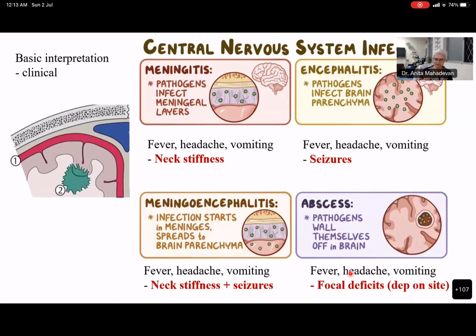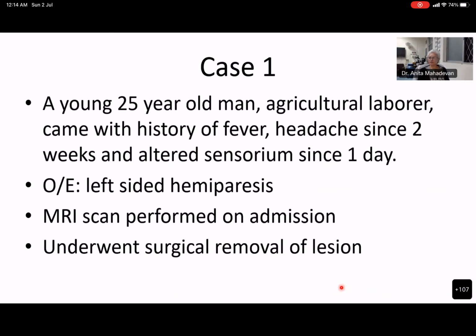lesion. Okay, so far? So very simply, 4 prototypic, you can remember: meningitis, which will have neck stiffness; encephalitis, which will be present with seizures; meningoencephalitis will have both; and any mass lesion deep in the parenchyma will have focal neurological deficits. So shall we go on to case 1?